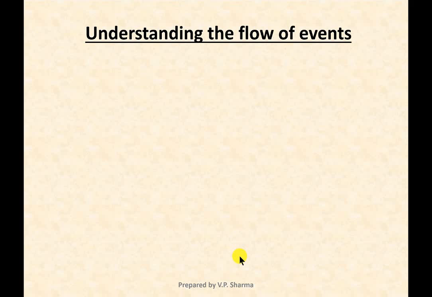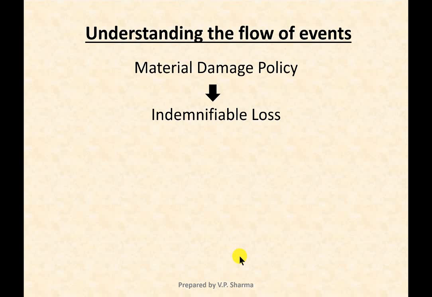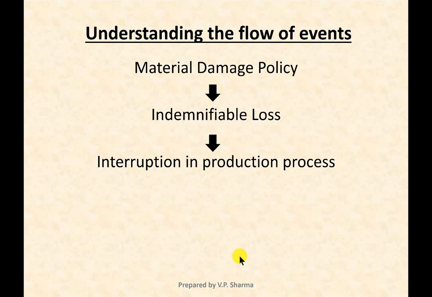Now, understanding the flow of events, there has to be a material damage policy, basic fundamental. Then there should be an indemnifiable loss. That means a loss which is payable under material damage policy. Then it should lead to interruption in production process. This is a must. Either partial interruption or total stoppage of production. Then it should lead to reduction in sales turnover. It should not so happen that interruption is there, but there is no reduction in sales turnover. That should be there to get a loss.